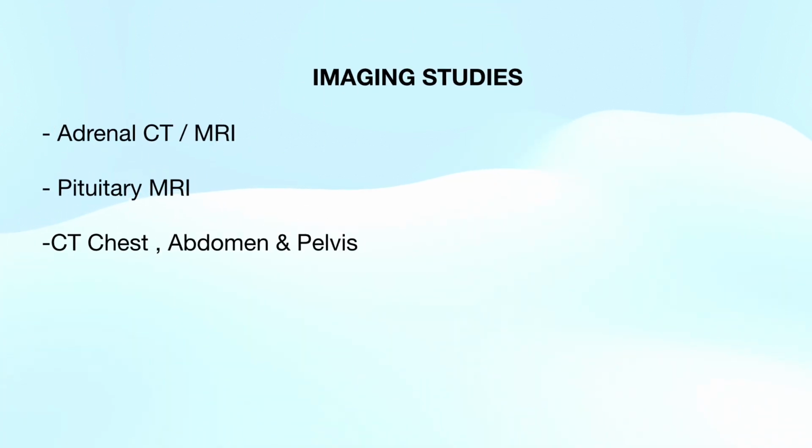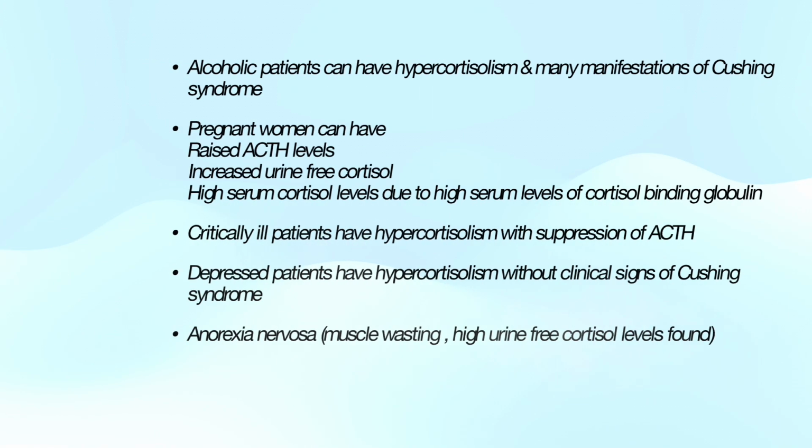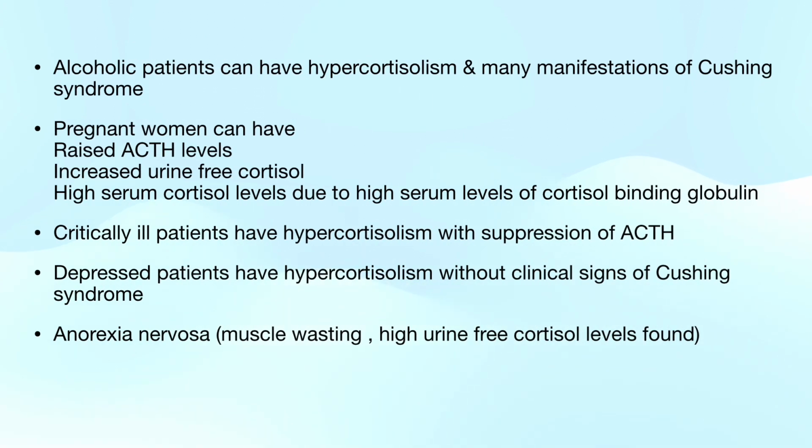Now, coming to imaging studies, if you suspect adrenal tumors, go for adrenal CT or MRI. If you suspect pituitary tumors, go for pituitary MRI. If you suspect ectopic ACTH producing tumors, go for CT chest or abdomen and pelvis. The clinical features or biochemical changes of Cushing syndrome is seen in many cases, like in chronic alcoholic patients, pregnant women, critically ill patients, depressed patients, and in anorexia nervosa.